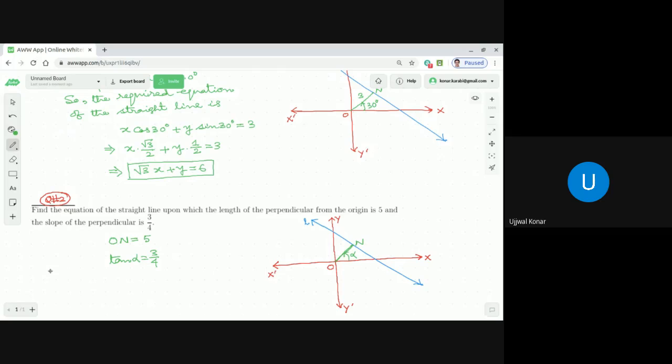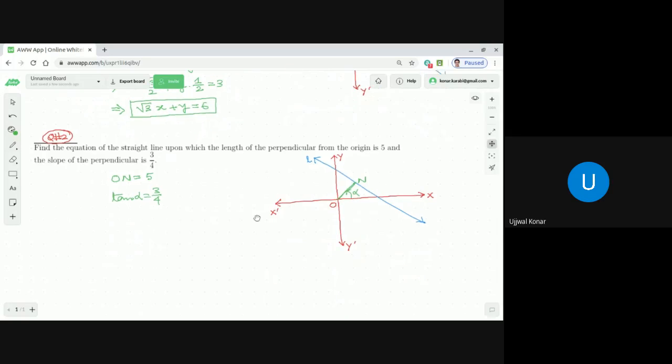Now, what is our required equation? The required equation is x cos alpha plus y sin alpha equal to p, and p is nothing but ON, that is given. So now from tan alpha equal to 3 by 4, we need to find the value of cos alpha and sin alpha. Let's see how we can do it.